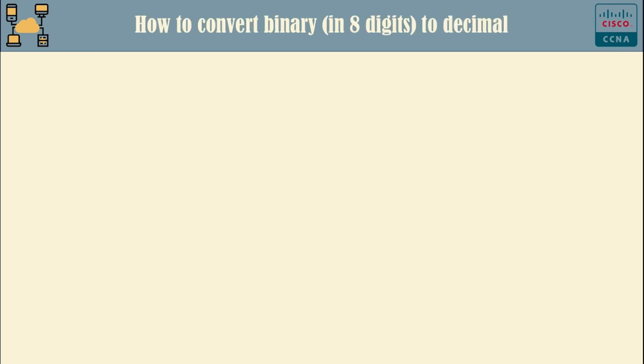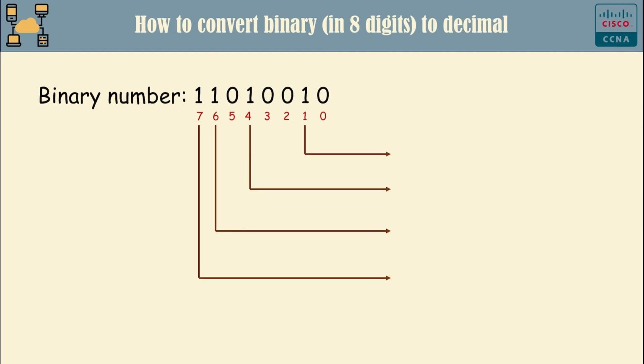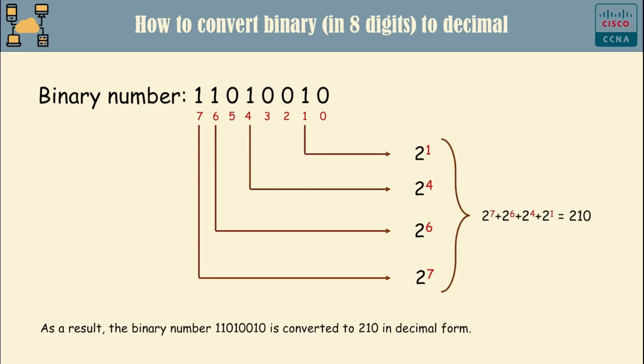Let's move on to how to convert binary to decimal. For example, there is the binary number 11010010, and this sequence is marked from 0 to 7, from right to left. When there is a 1 in a specific position, it means that you need to calculate 2 raised to the power of that position. If there is a 0 in a position, you can skip it. Finally, sum up all the resulting numbers. As a result, the binary number 11010010 is converted to 210 in decimal form.